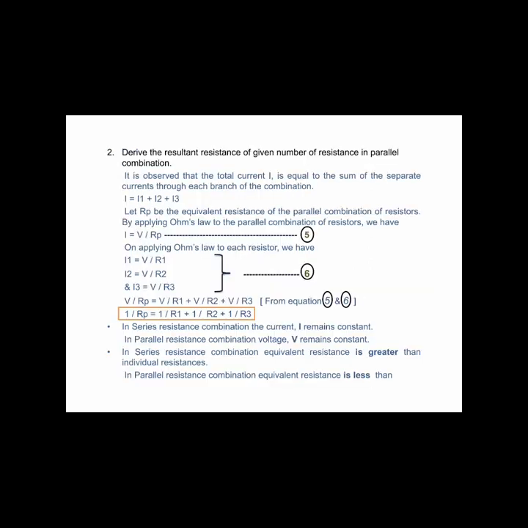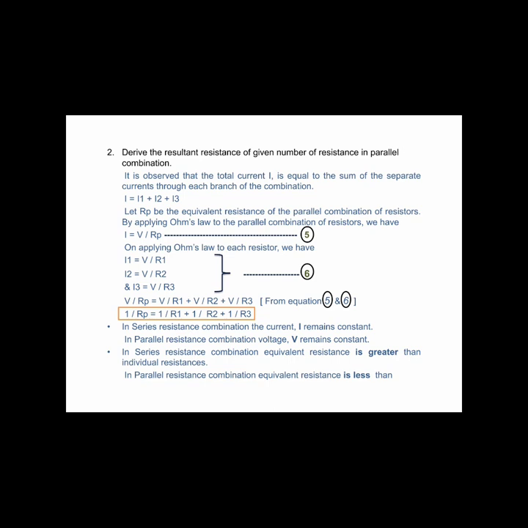It is observed that the total current I is equal to the sum of the separate currents through each branch of the combination. So I equals I1 plus I2 plus I3. Let Rp be the equivalent resistance of the parallel combination of resistances. By applying Ohm's law to the parallel combination of resistors, we have I equal to V by Rp. On applying Ohm's law to each resistor, we have I1 equal to V by R1, I2 equal to V by R2 and I3 equal to V by R3.